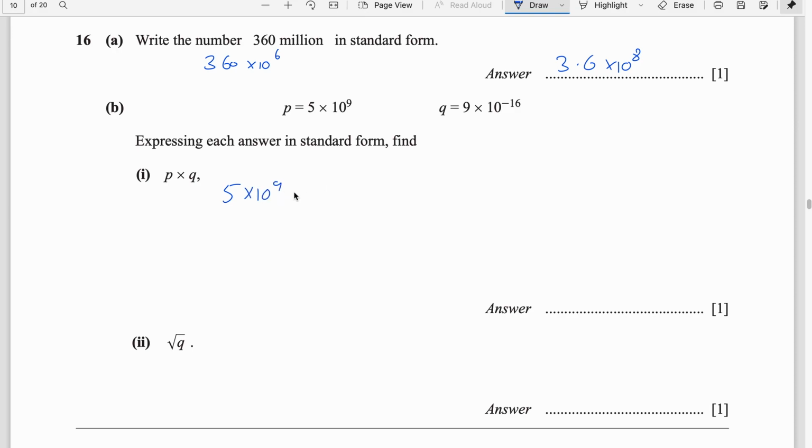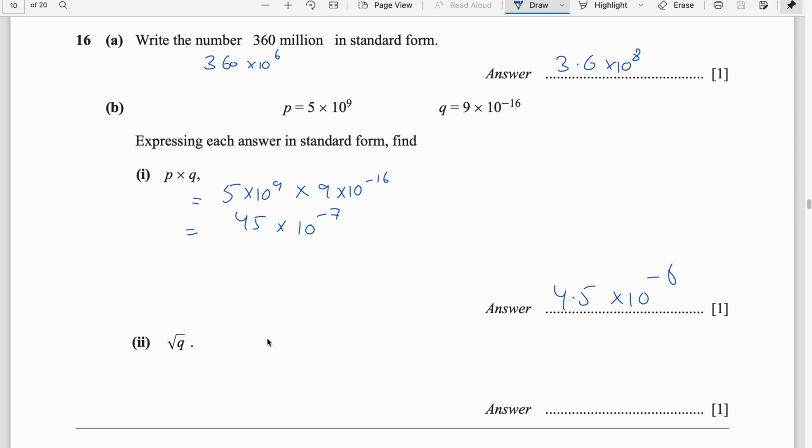5 into 10 raised to power 9 into 9 into 10 raised to power minus 16. 9 5 times is 45. Bases same, powers add: 10 raised to the power minus 7. Convert this into standard form: 4.5 into 10 raised to power minus 6.